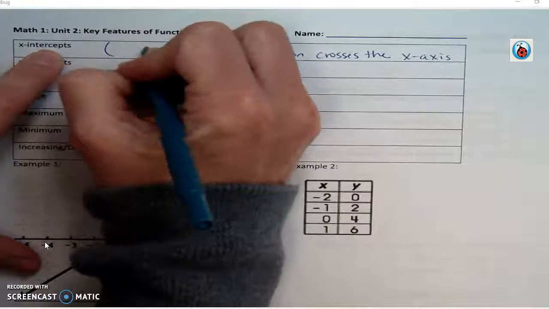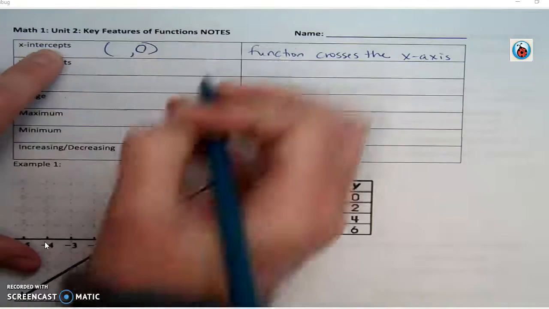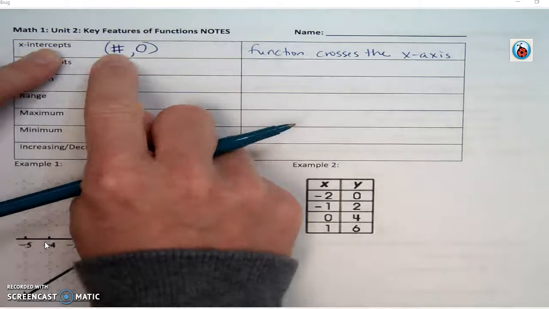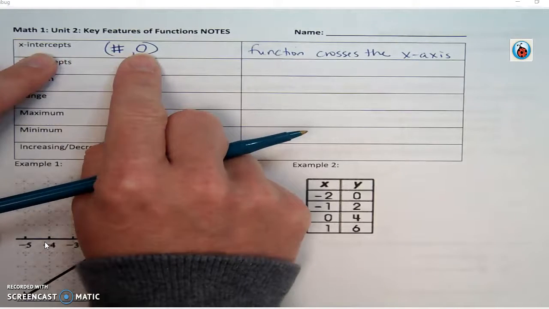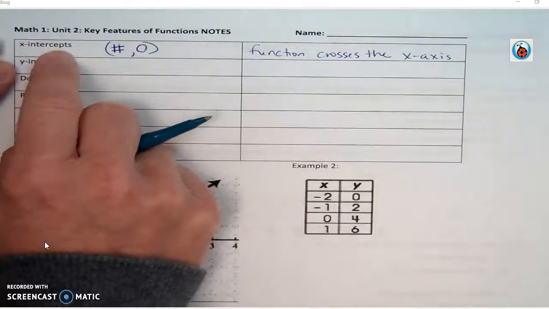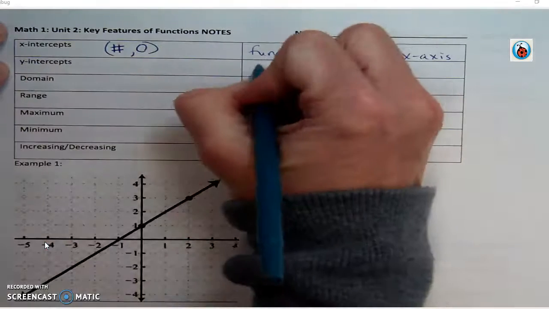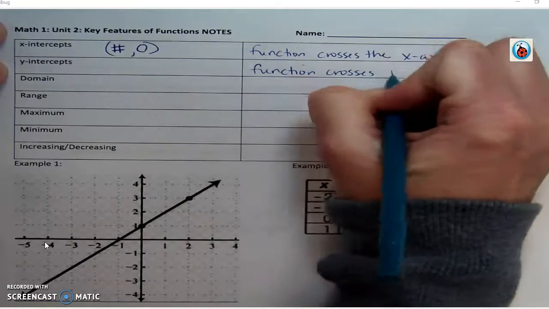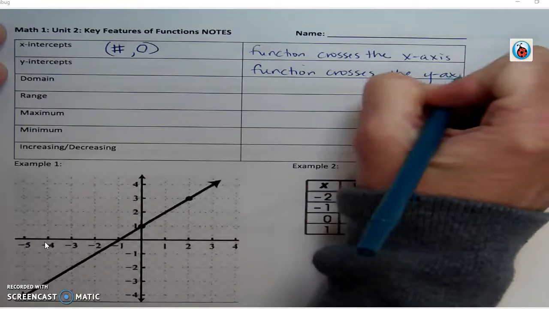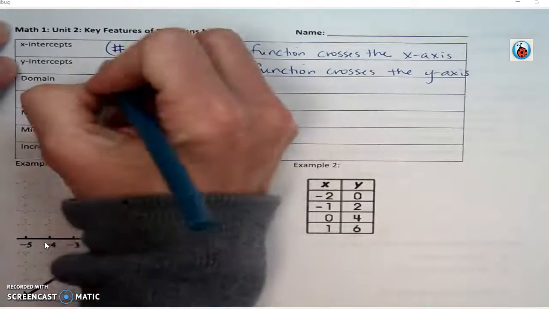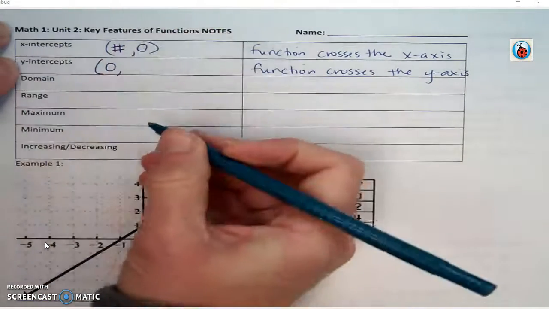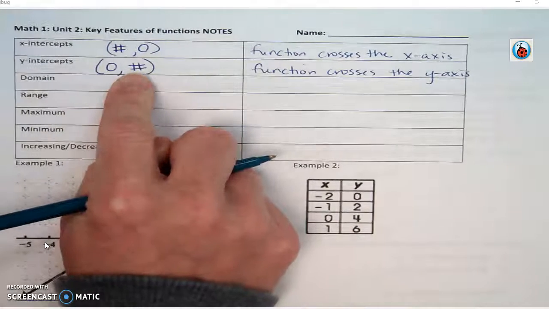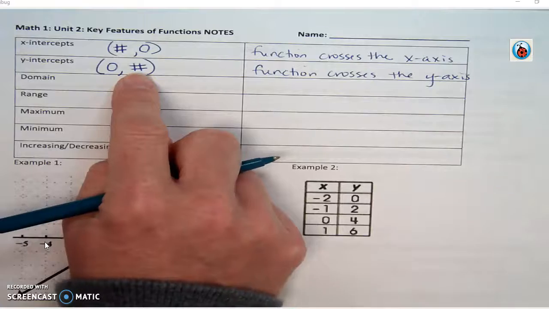X-intercepts always have a 0 for the y-coordinate. So there is the value where it crosses the x, and then there's always a 0 for the y-coordinate if it's an x-intercept. The y-intercept is where the function crosses the y-axis. And y-intercepts always have a 0 for their x value, and then the value where it crosses the y-axis goes in the y-coordinate spot.